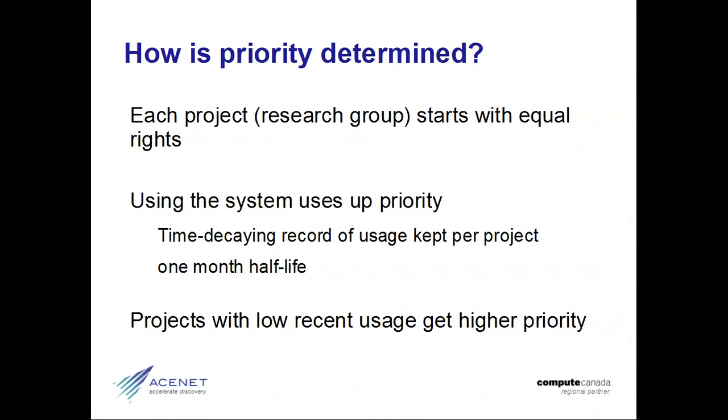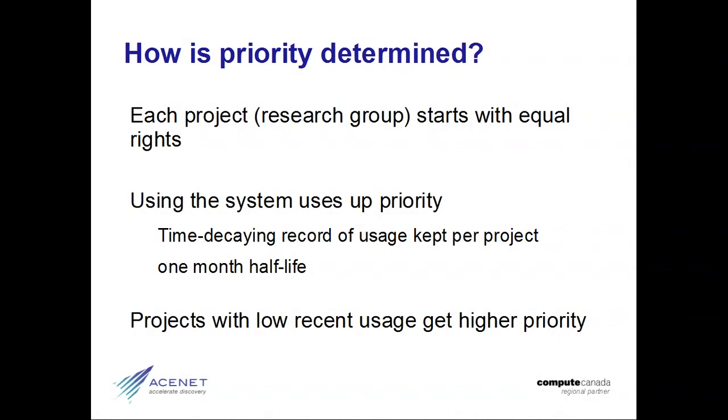The basic model is that each project or each research group, each professor's group of researchers, account holders, starts with equal rights to the cluster, so you'll all have equal priority. And then whenever you run a job, that job uses up a little bit of your priority. And it's time decaying. You get your priority back if you stop using the system. It's an exponential thing with a half-life of a month.